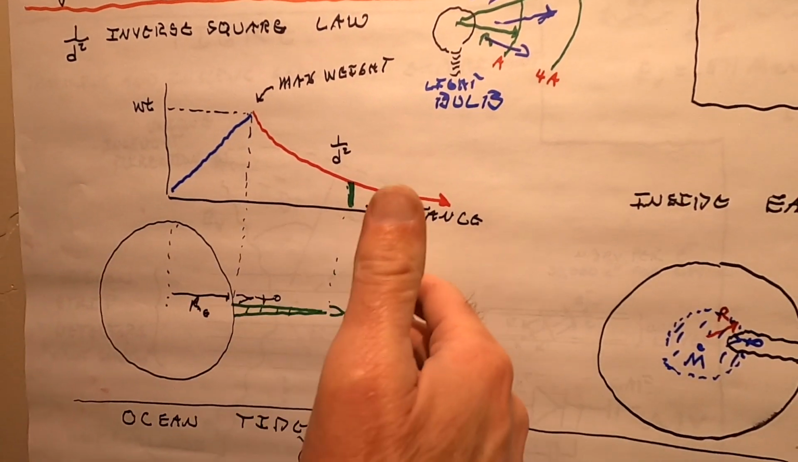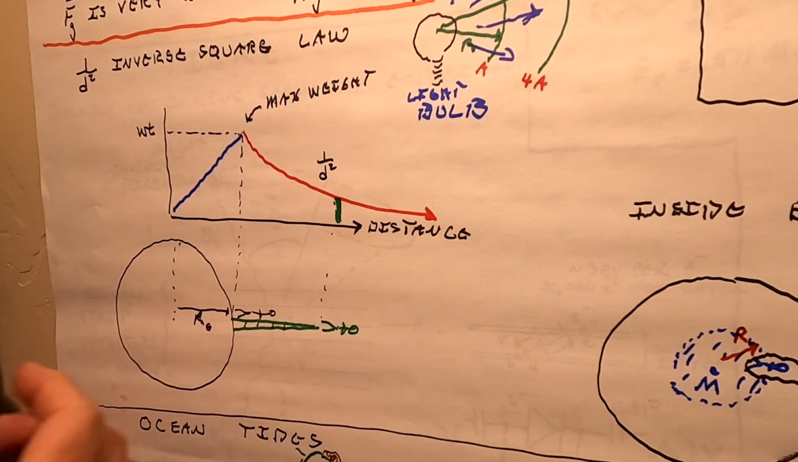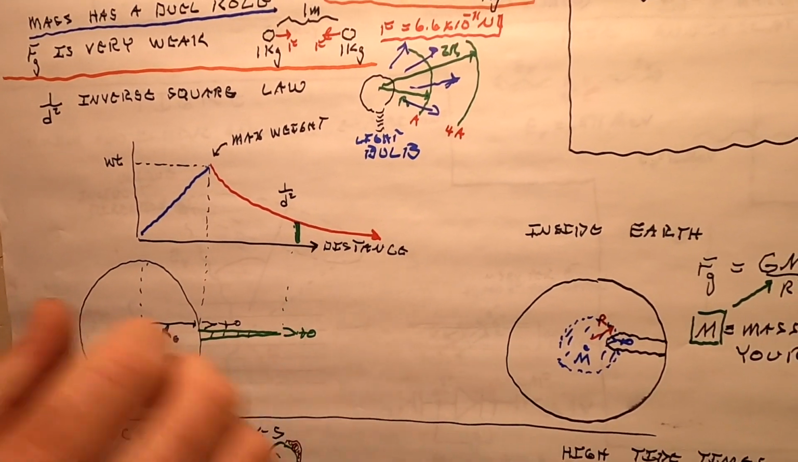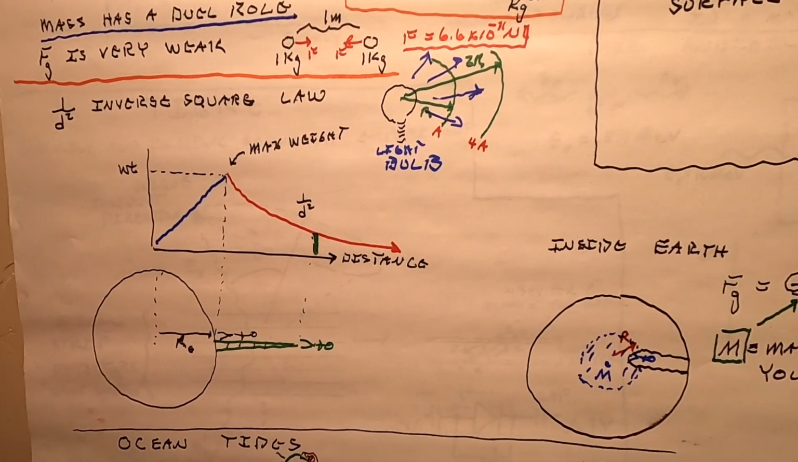And this never goes away to 0. So gravity emanates out forever. It never goes to 0, but it gets awfully weak right here.